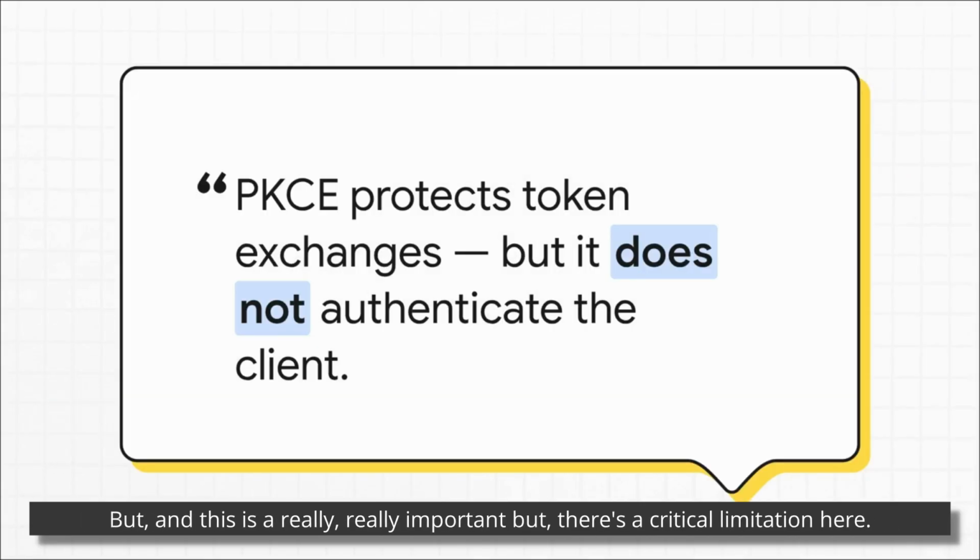But, and this is a really important but, there's a critical limitation here. PKCE protects the process, but it doesn't actually prove who the client is in the first place. It doesn't solve that core identity problem. How do we know we should even be talking to this AI agent to begin with?